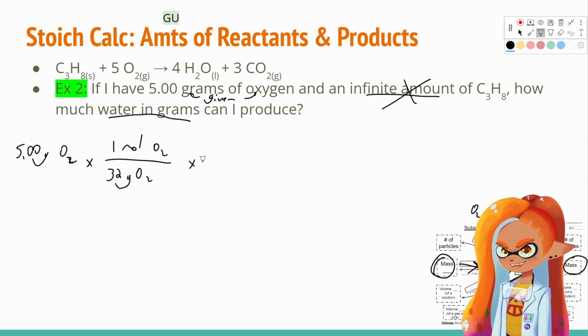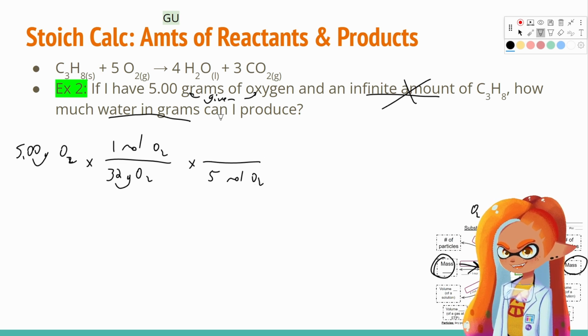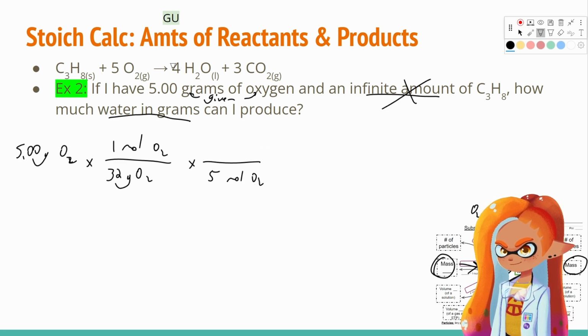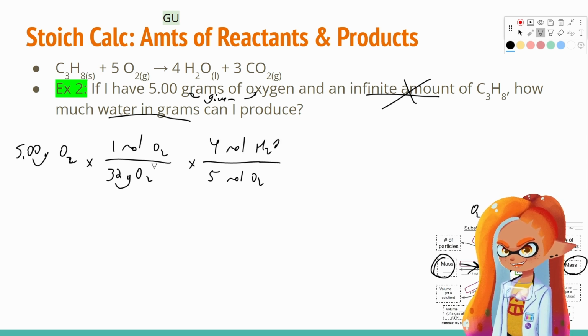I'm going to go ahead and now use the mole ratio. So oxygen has 5 moles worth, so that's going to go on the bottom to make sure units cancel. And so I am going to water. Water right here is 4, so that's going to go on top. And so my units are canceling. I'm just not showing it. The grams here cancel, the moles here cancel, and so on.